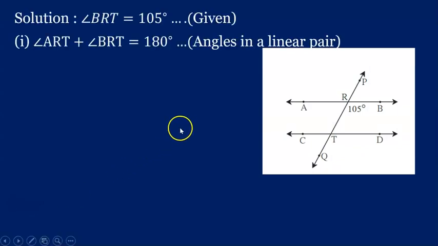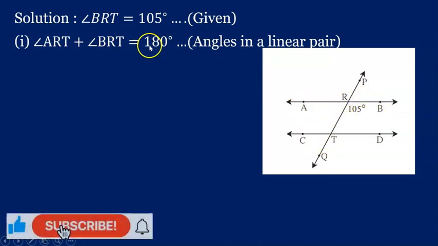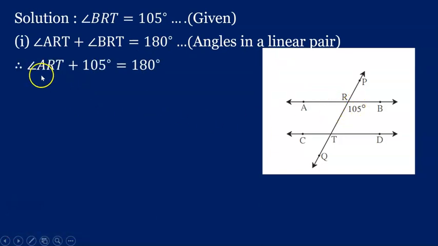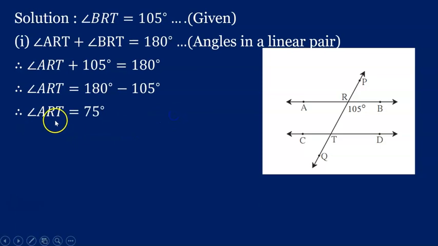Now here, the measure of angle BRT is equal to 105. Here the measure of angle ART plus measure of angle BRT is equal to 180. These are the linear pair angles. Their sum is 180. Therefore, measure of angle ART plus measure of angle BRT, we have given 105, is equal to 180. Therefore, measure of angle ART is equal to 180 degrees minus 105, and hence measure of angle ART is equal to 75.